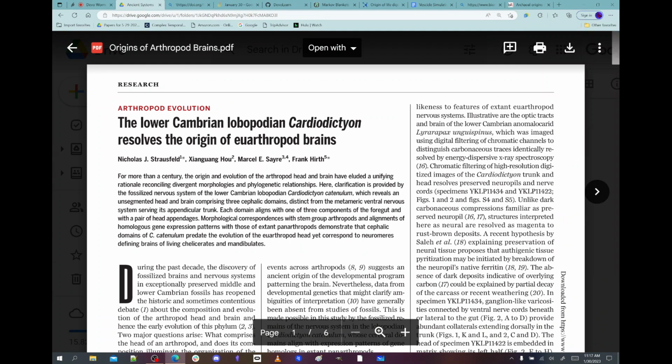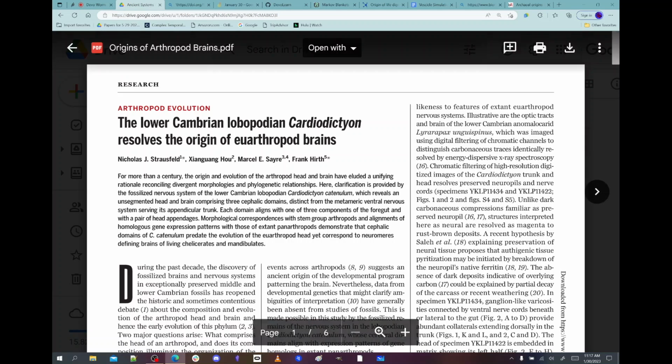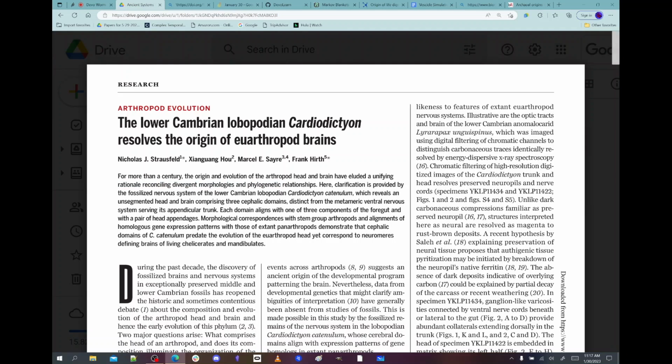So for more than a century, the origin and evolution of the arthropod head and brain have eluded a unifying rationale, reconciling divergent morphologies and phylogenetic relationships. That's a long way of saying they really don't know how the brain evolved from a common precursor, or how it evolved from a very simple form. Sometimes it's easy to reconstruct these relationships, and sometimes it's not. In this case, it's not.